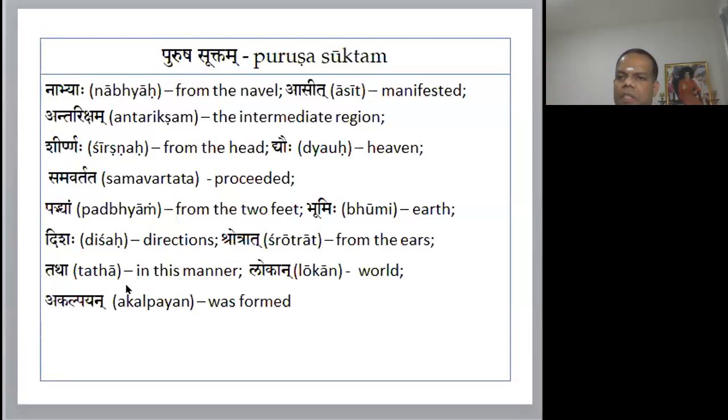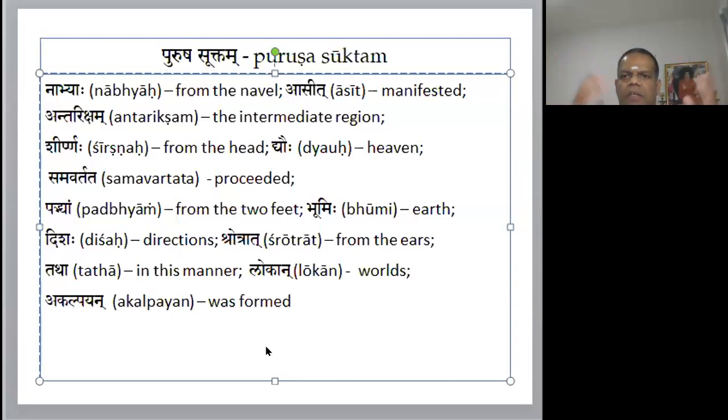Tatha, in this manner, Lokan, worlds actually, I should say, Akalpayan. Kalpaya means it was formed in a very proper way. Or you can even say he manifested them through his thinking, with the thought, with his will. So all this entire universe was formed in this manner.